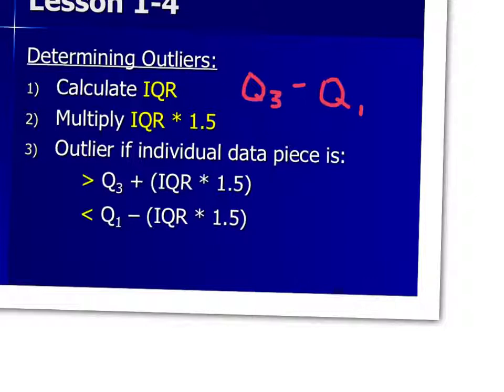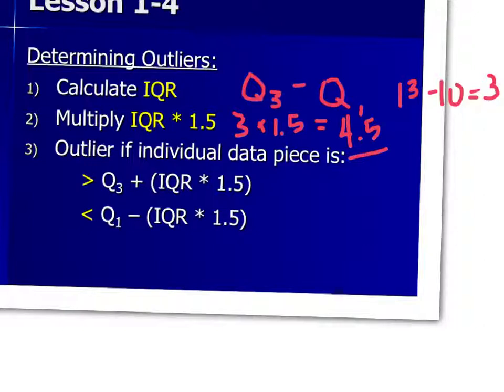For our feet, Q3 minus Q1 is 13 minus 10, which equals 3. So we have an IQR of 3. I take that 3 and I multiply it by 1.5. Anybody happen to know off the top of their head what 3 times 1.5 is? 4.5. So we have this IQR times 1.5 of 4.5.